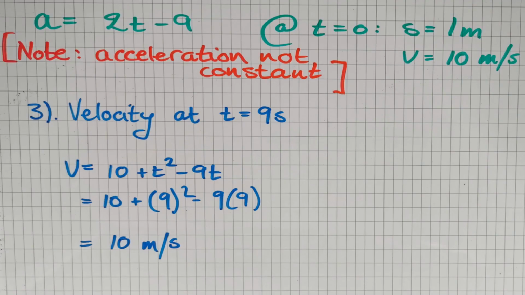Then the third question is, what is the velocity at t is 9 seconds? So just at t is 9 seconds, what is the velocity? So this does not take into account the path that the particle has traveled or anything like that. So we can just integrate our acceleration to get velocity. We have done that already. And we found that v is 10 plus t squared minus 9t. And we can substitute 9 for time. And we get that the velocity at t is 9 seconds is 10 meters per second.